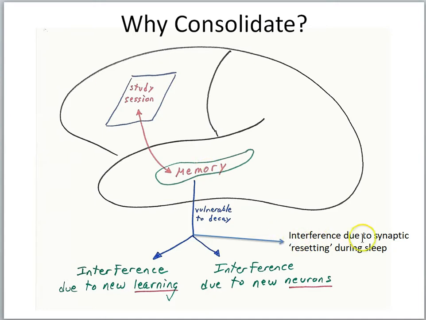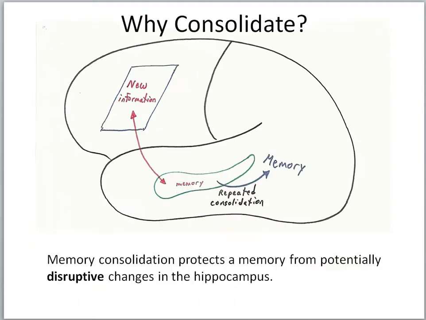And then we had the interference due to synaptic resetting during sleep. So while we learn things during the course of the day, synapses get stronger. But in order to prepare the hippocampus for new learning on the next day, we need to weaken those synapses back to some baseline level, and that may be happening during sleep. Well, that would interfere with previously established memory traces. So in general then, memory consolidation may be protecting a memory from potentially disruptive changes in the hippocampus.